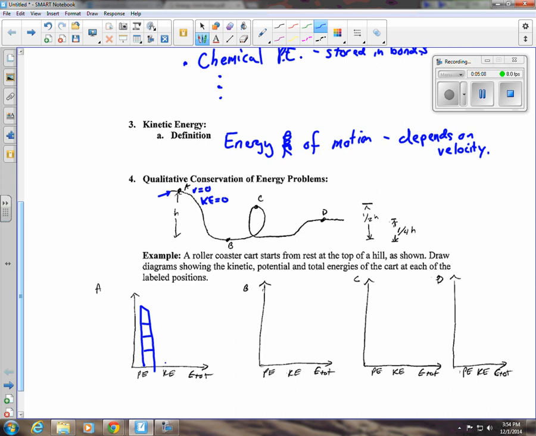Now we just said the kinetic energy is 0, so we're going to put a little mark at 0 for the kinetic energy. Then the total, I would just add those up, and the total is going to be 4 high. Now, the fact that energy is conserved is going to let me know that the total energy is always going to be 4 high. So at every point, I can now draw the total energy in.